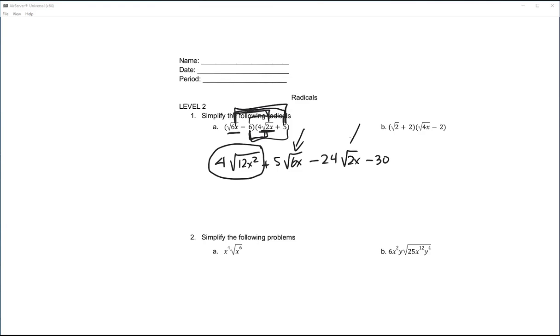You cannot simplify the 30, but you can simplify 4 radical 12x squared. If you go radical 12, that's 4 and 3, right? So that's 2. And if we take the radical of x squared, that's just equal to x. So it'll be 2x radical 3.